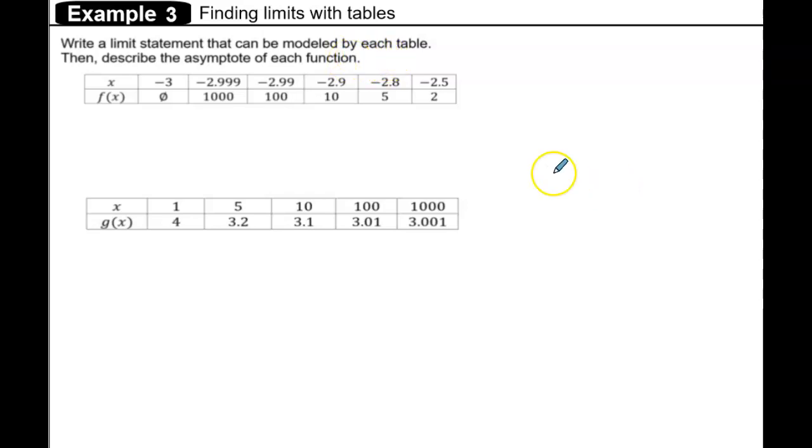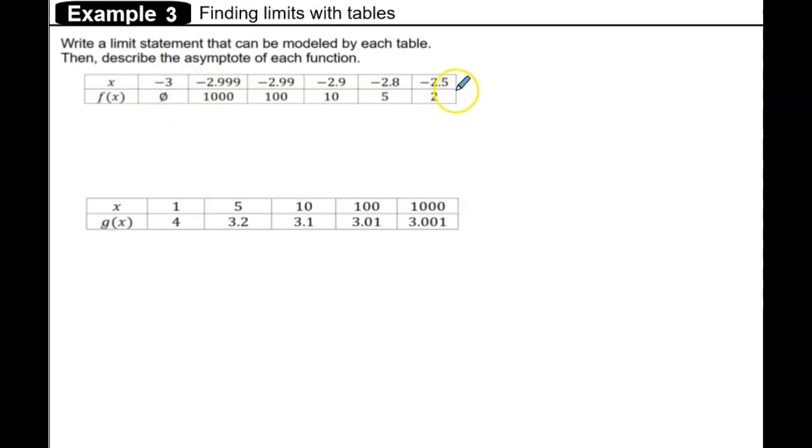So when we look at this first table, we see that the x values are going from -3, -2.999, -2.99, -2.9. If we look from the right side toward the left side, these are approaching -3. And we see that at -3, the function is undefined. And that usually occurs when there's an asymptote, a vertical asymptote there.